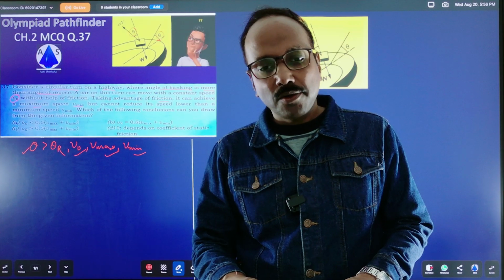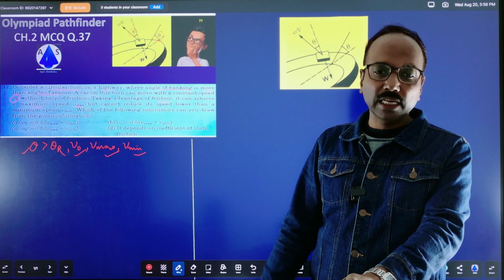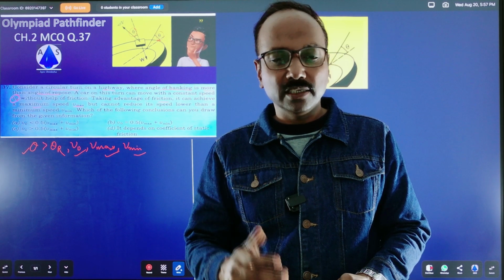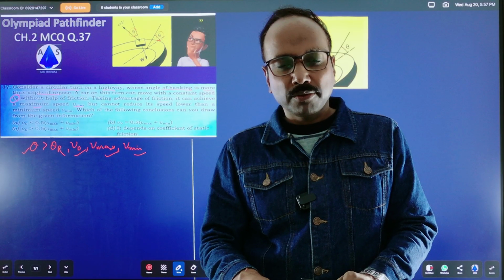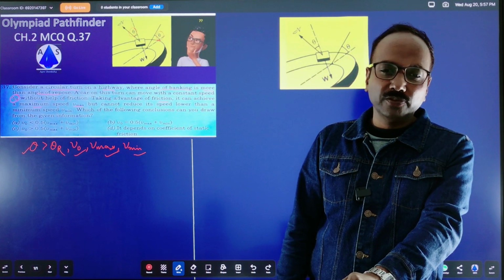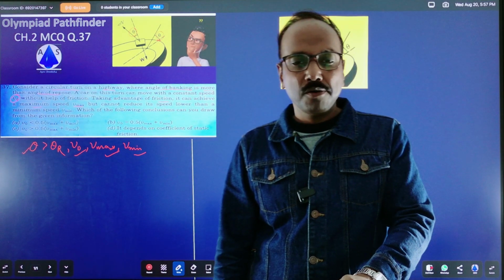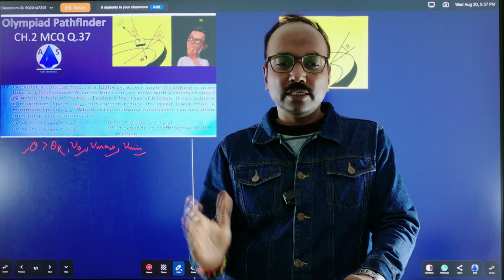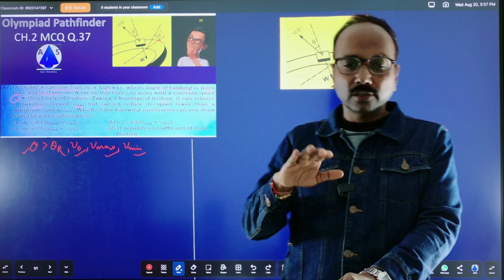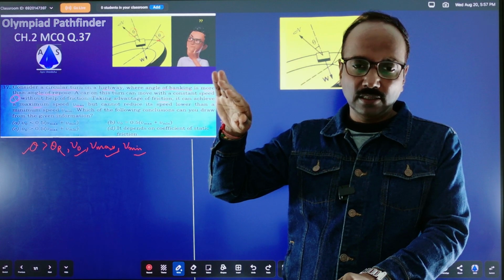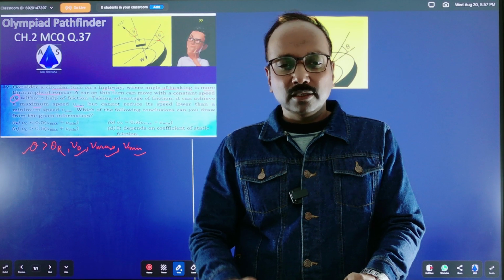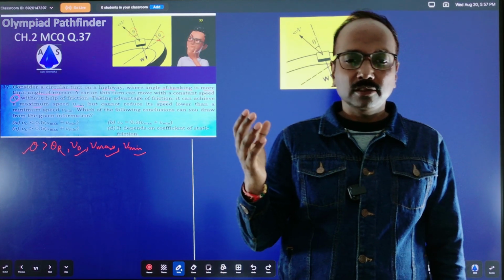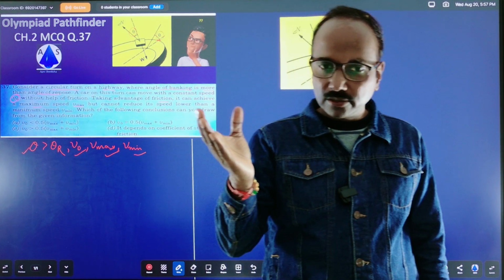So once on such kind of circular path where the banking is provided, the car is moving, and we think of a speed, and at that speed the centrifugal force is so much that its component along the slope in the upward direction just becomes equal to the component of gravitation force along the slope in the downward direction.